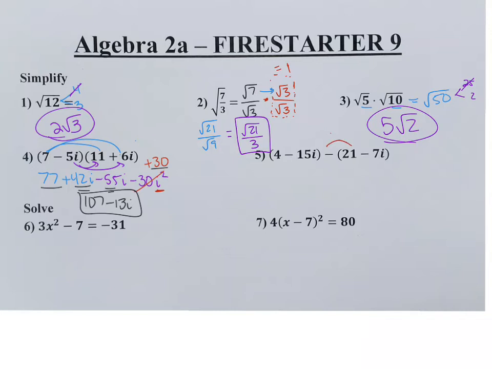5 is not a FOIL problem, but I do have to subtract both of them. So I have minus 21 because I'm subtracting the 21. Then I'm subtracting a negative, so it becomes plus 7i. I didn't do anything with the first part. So now it's real friends with real friends. 4 minus 21, negative 17. Imaginary friends with imaginary friends becomes minus 8i. That's it.